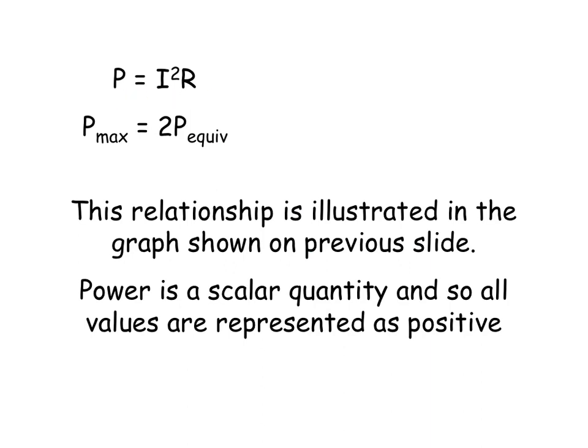Power is I squared R. The maximum power is equal to twice the equivalent power because of the squaring of the current. The relationship is illustrated on the previous slide. Power is a scalar quantity, so all the values are positive. And you saw that they were all high up on the graph instead of going above and below, above and below.